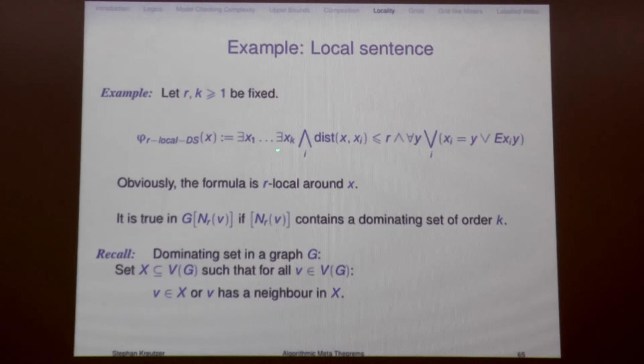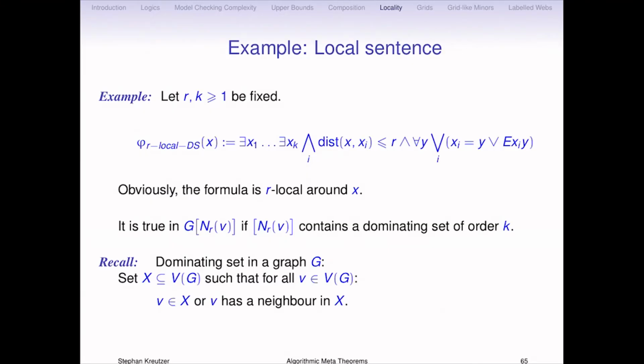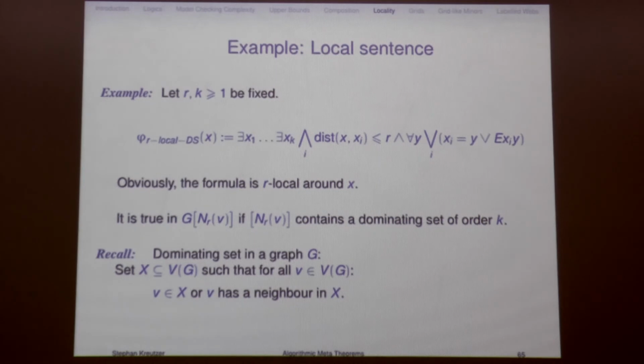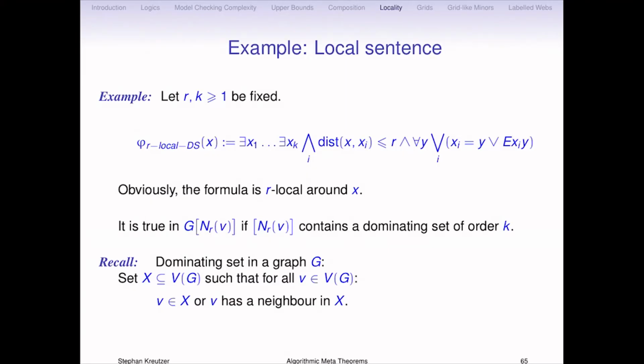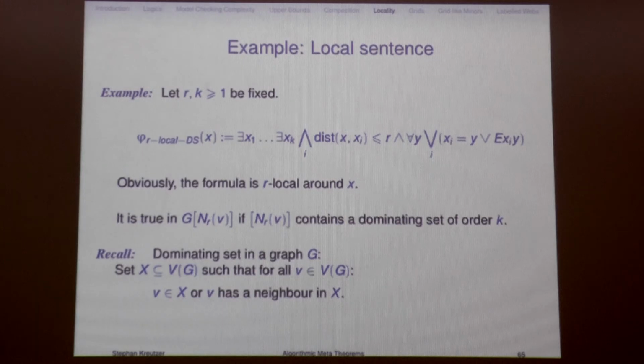And it says I have k vertices, x1 to xk, and the distance of these from my labeled vertex x is at most r. So they're all close to this x. And every vertex is either one of these or it has an edge to one of these. This formula is somewhat r local around x. Let me just check this. It could be r plus 1 local, but never mind tiny changes. Because it says, I have k vertices, and they have to be close to x, and then every vertex y can also be a neighbor. What is the formula saying? It's just saying, I have k vertices which are close to my x, and every vertex is a neighbor of one of these.